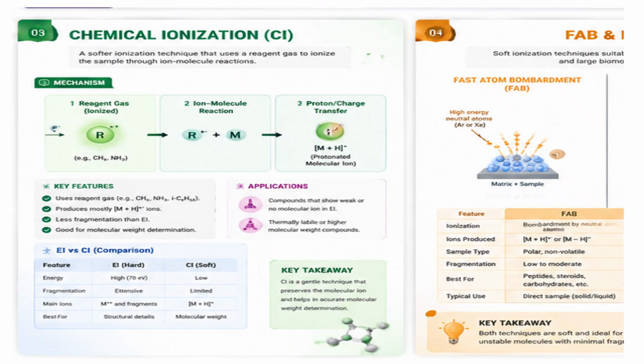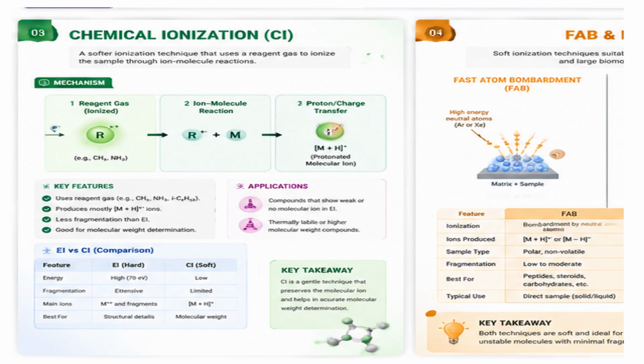FAB is a soft ionization technique used for polar, non-volatile, and thermally unstable compounds. In this method, the sample is mixed with a liquid matrix. Then high-energy neutral atoms, such as argon or xenon, bombard the matrix and sample surface. This bombardment transfers energy to the sample and helps produce ions without causing too much fragmentation.